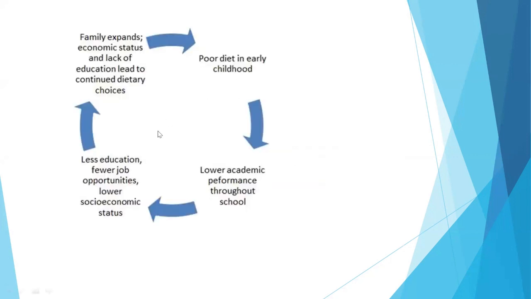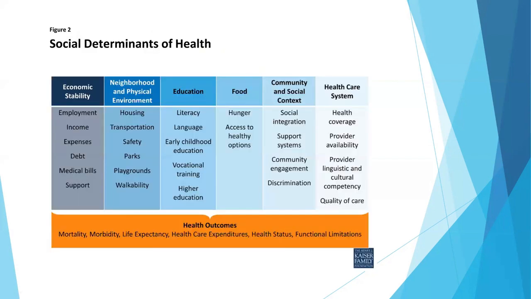Now, this is how this all works. The family's economic status and lack of education lead to continued poor dietary choices. So there is poor diet in early childhood, and there is lower academic performance throughout school. Then, if the patient has lower academic performance, there will be less education, fewer opportunities, and again lower social status. This will continue as a vicious cycle. That's how the socioeconomic factors of the family and of the individual affect his whole life.